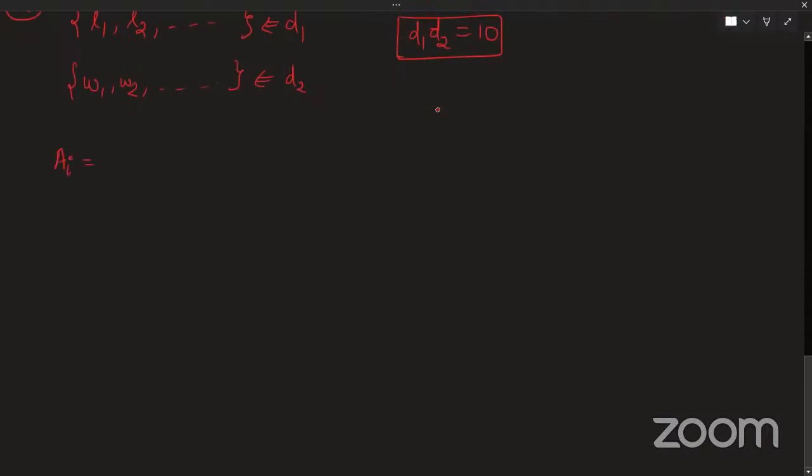AI was basically equal to Li multiplied by Wi, right? Yes, sir. And I had given you A50 minus A49 is equal to 1000, right? And you were required to find the value of A100 minus A90.